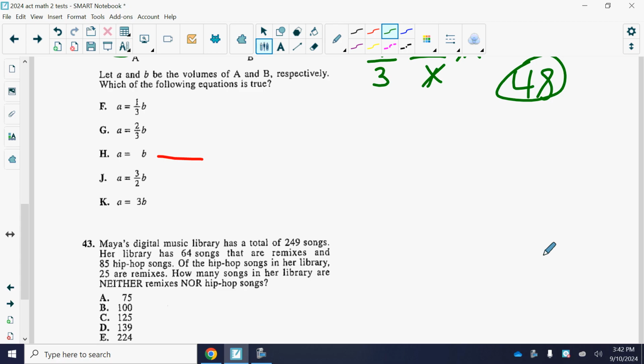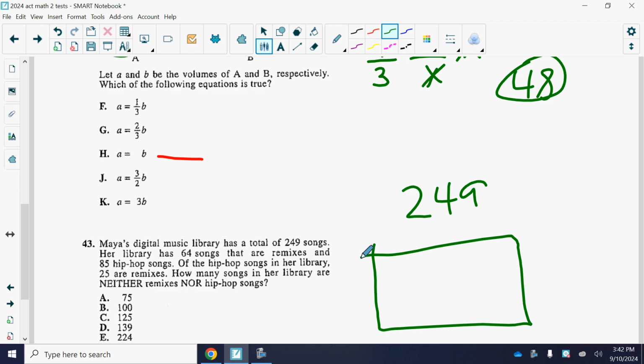So this is that thing again. I have 249 songs in my universe. 64 are remixes, 85 are hip hop, and there's an overlap. Of the hip hop songs, 25 are remixes. So you take that 25 and you subtract it. That means 60 are hip hop, not remixes.